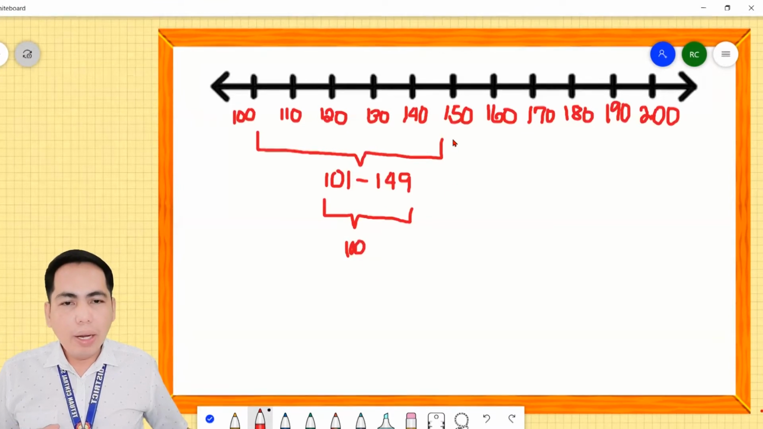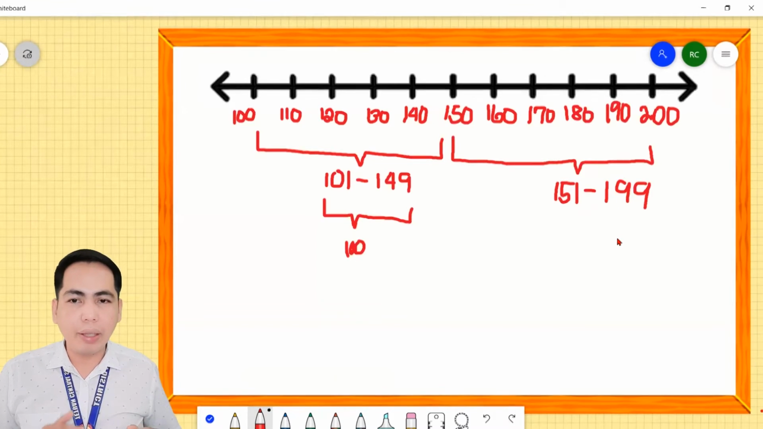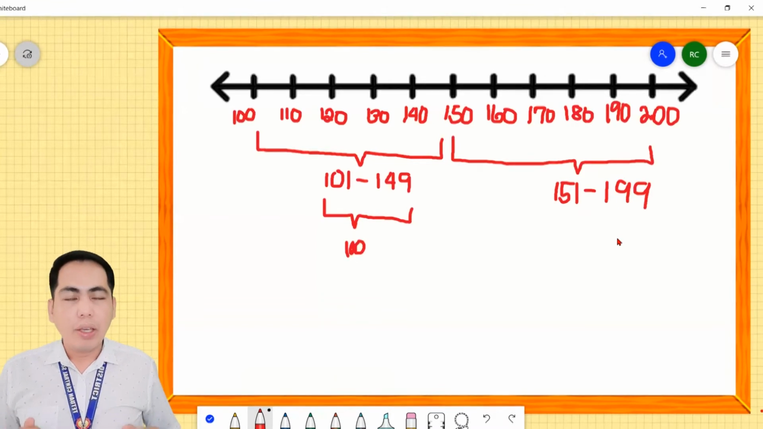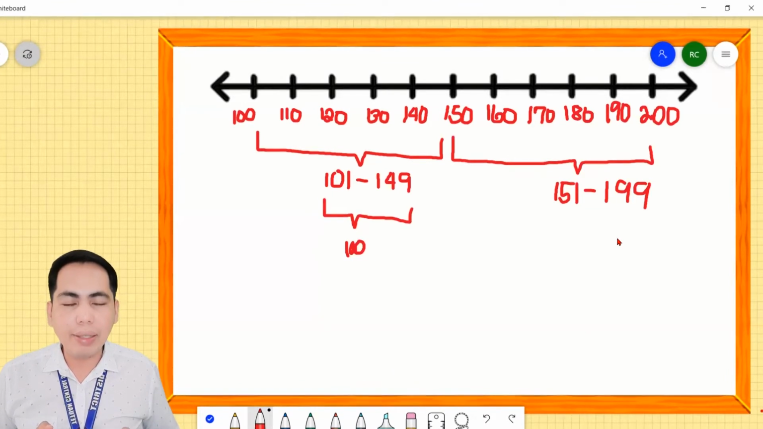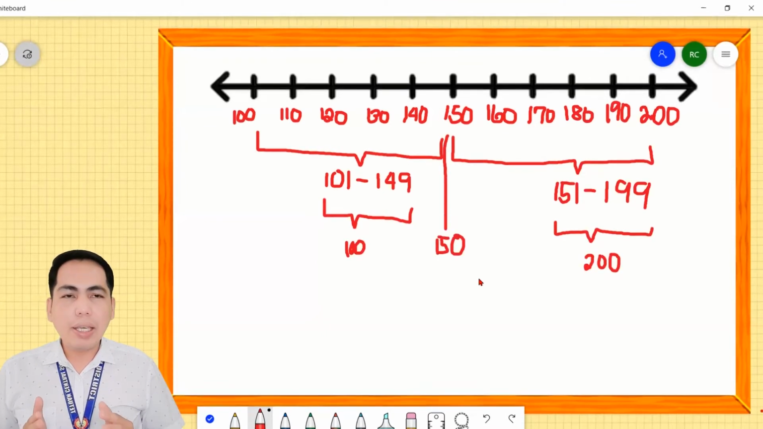Now, from 151 to 199, all of them are closer to 200 than to 100. So, meaning to say that when we round off 151 to 199 to the nearest 100, all of them will give us 200. The 150 is in between 100 and 200.